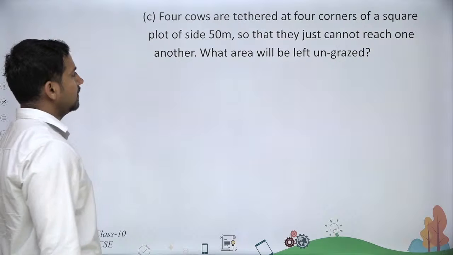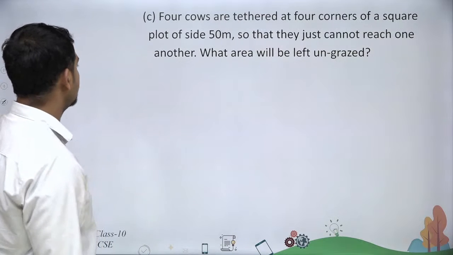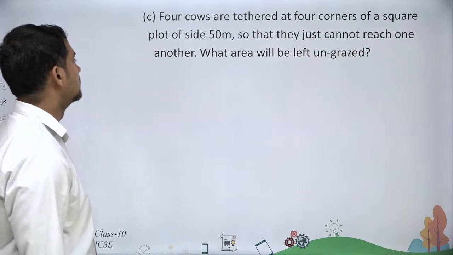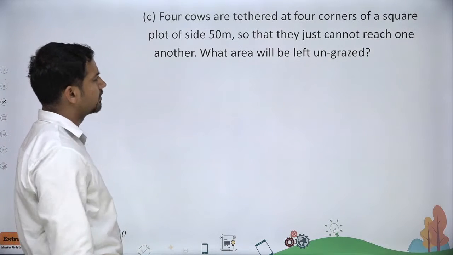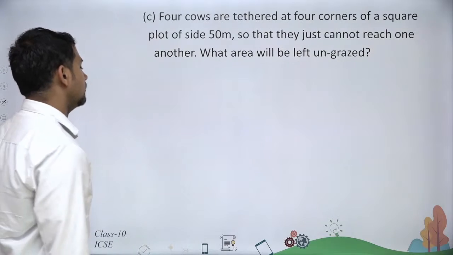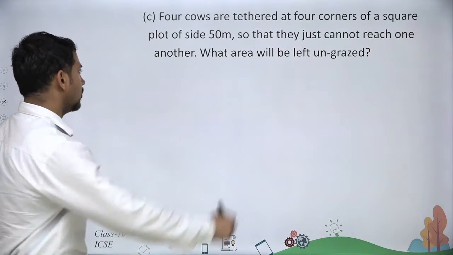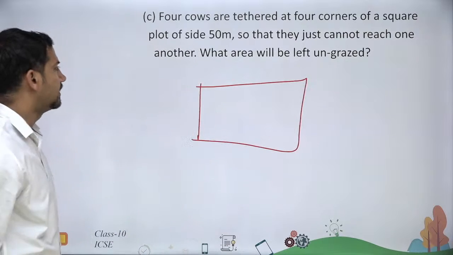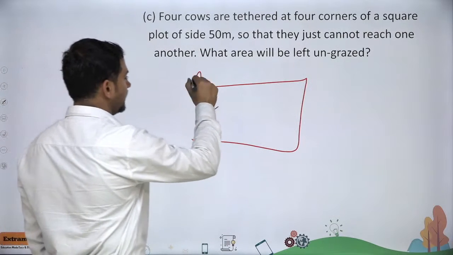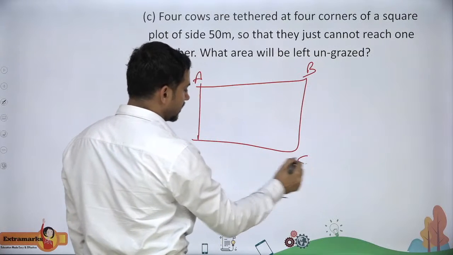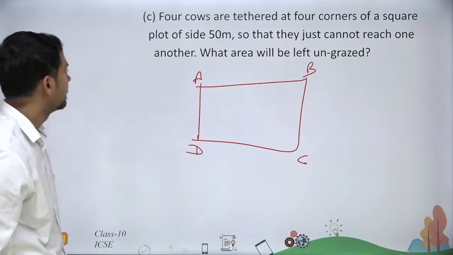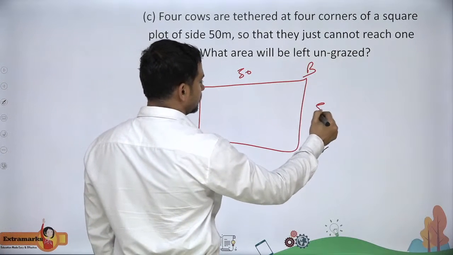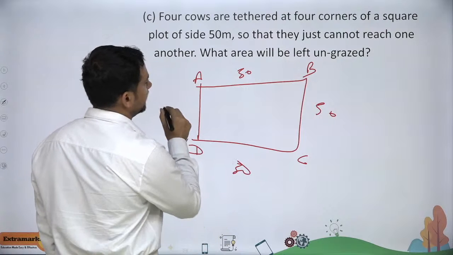Four cows are tethered at the four corners of a square plot of side 50 meters, so that they just cannot reach each other. Okay, so this is a very easy question. See, there are four cows tethered at four corners. This is the first corner A, this is the second corner B, this is the third corner, and this is the fourth corner. All the sides are 50. This is equal to 50, this is equal to 50, and this is equal to 50.